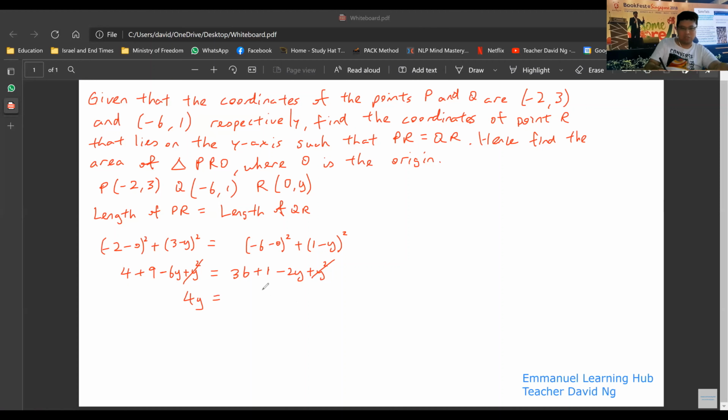So remember your 4y is here. Then 4 plus 9 is 13. 13 minus 36 minus 1. Okay, this one ask good friend calculator. Minus 24. So y is minus 6. So you know y is minus 6, right? Therefore, you have your coordinates of R. Okay, you have coordinates of R now.